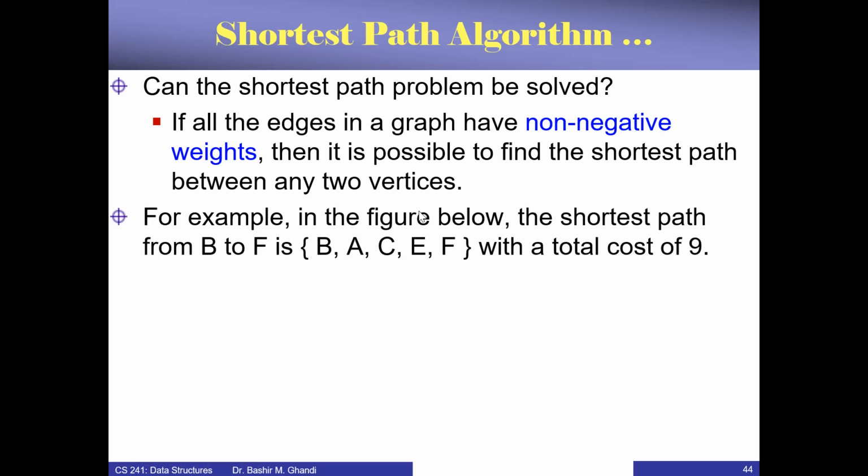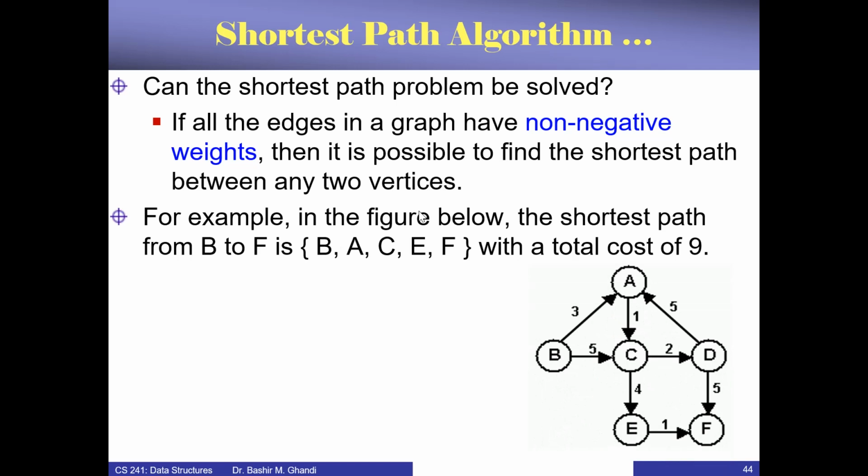For example, in the following graph, the shortest path from B to F is not what you think, because what you think may be B, C, E, F. This seems to be shorter in terms of distance, but count the cost and see. 5 plus 4, 9 plus 1, 10. The actual shortest path is through A. B, A, C, E, F.